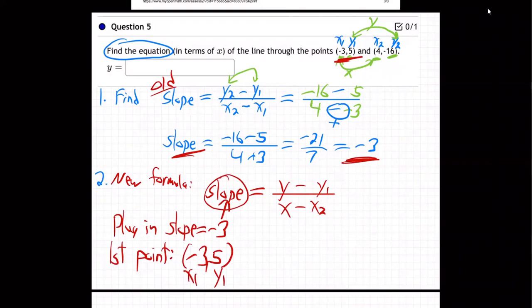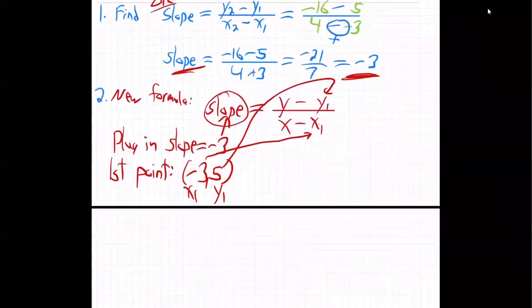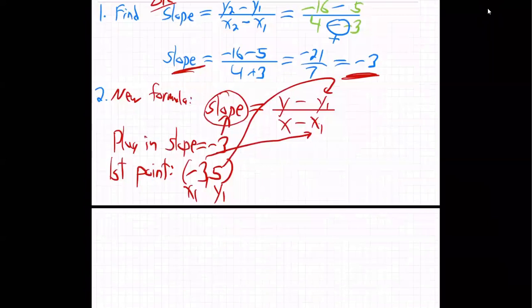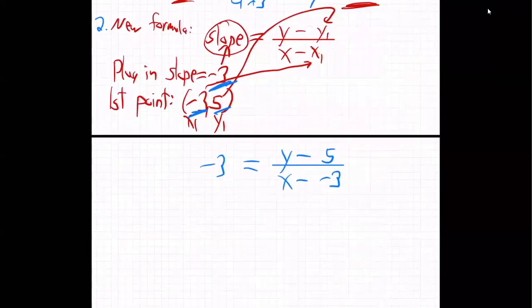All right, so plug those in. The y1 will go back here. The x1 will go right there. This should say x1. I don't know why I did that. All right, and so now let's see what we've got. We've got slope, which is negative 3, equals, and we've got y minus, x minus. So we're plugging in the x1 of negative 3, the y1 of 5. All right, we've been here before. We know what to do in this kind of situation, right?